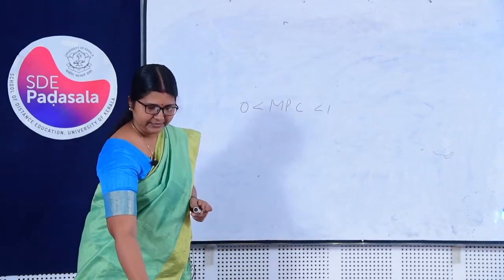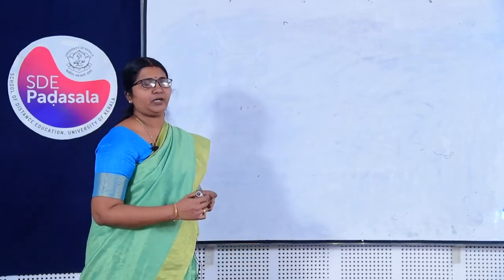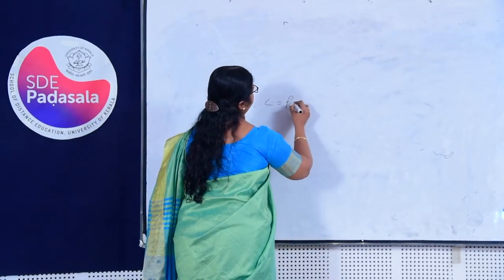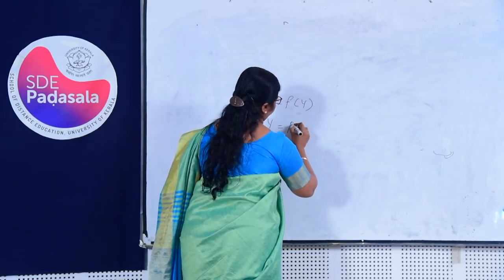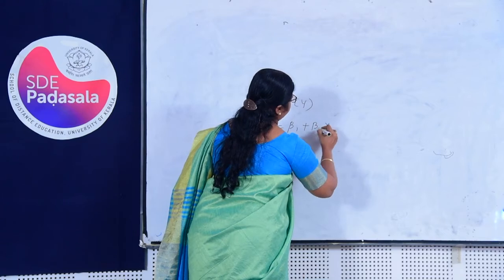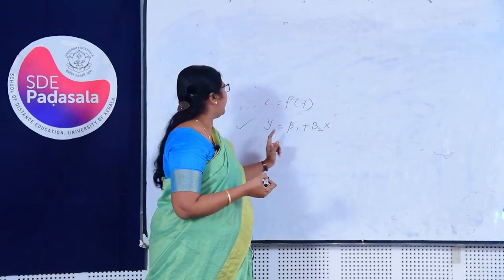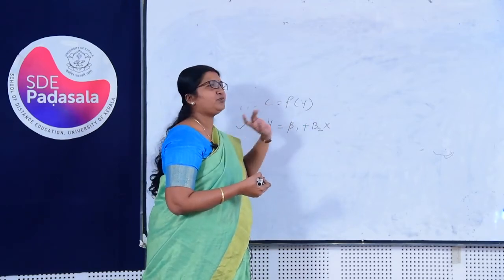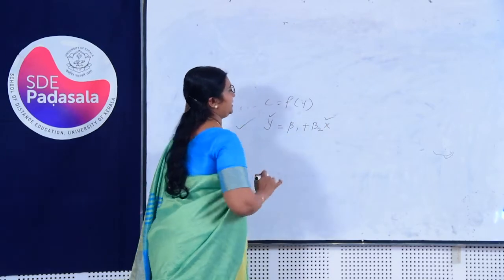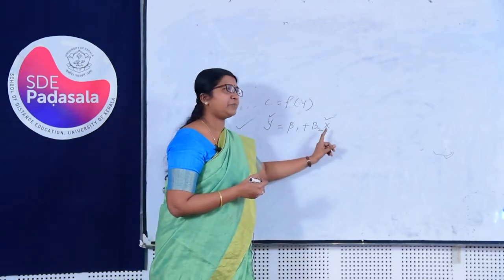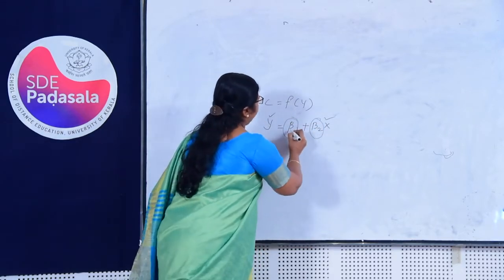Then coming to the next step. Next step is the specification of the mathematical model. So, consumption is a function of income. Y is equal to beta 1 plus beta 2 X. This is the mathematical model. Here Y is the dependent variable and X is the independent variable, where Y stands for consumption and X stands for income. So, we have two variables, one dependent variable and one independent variable. Independent variable is also known as explanatory variable. And here we have two parameters, beta 1 and beta 2.